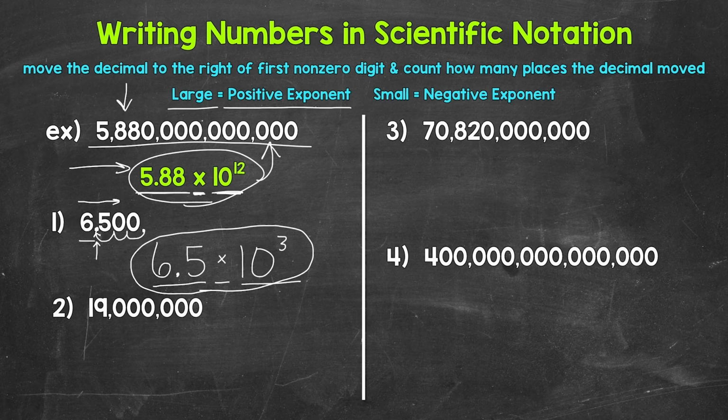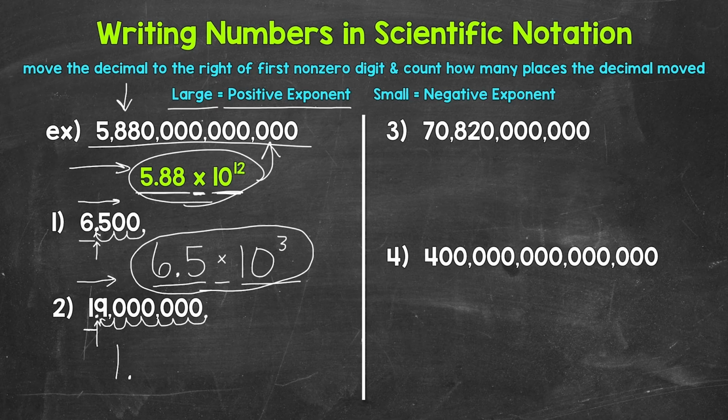So we need to start by moving the decimal to the right of the first non-zero digit. So looking from left to right here, our first non-zero digit is this 1. So we need to move the decimal right here in between the 1 and the 9. The decimal goes right here, and we need to move it once, twice, 3 times, 4 times, 5 times, 6 times, 7 times. Now we can write this in scientific notation.